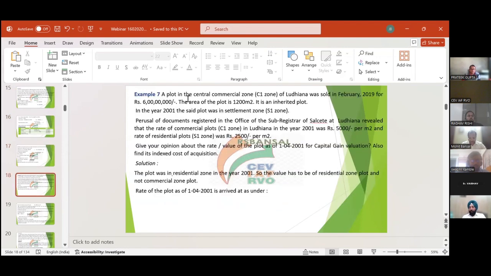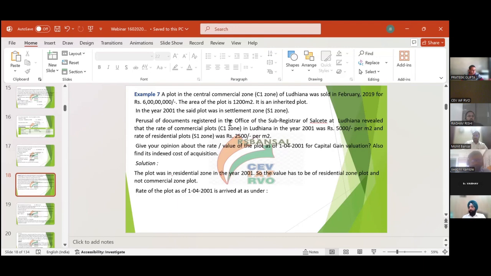A plot in the central commercial area of Ludhiana was sold in February 2019 for rupees 6 crore. The area of the plot is 1200 square meter. It is an inherited plot. In the year 2001, the said plot was in a settlement zone, a residential zone.